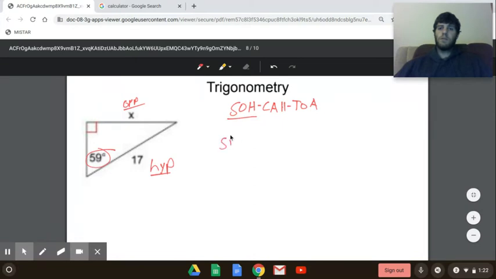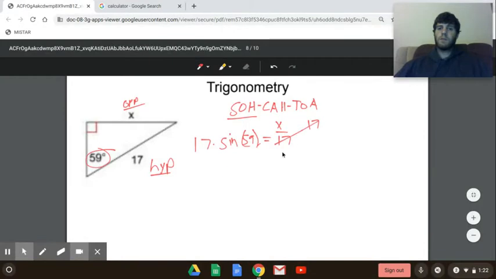So sine of the angle, so sine of 59, is going to equal the ratio of opposite over hypotenuse. So the opposite is x, the hypotenuse is 17, and there we have our equation. To solve for x, we have to get x by itself, so we're going to multiply both sides by 17.